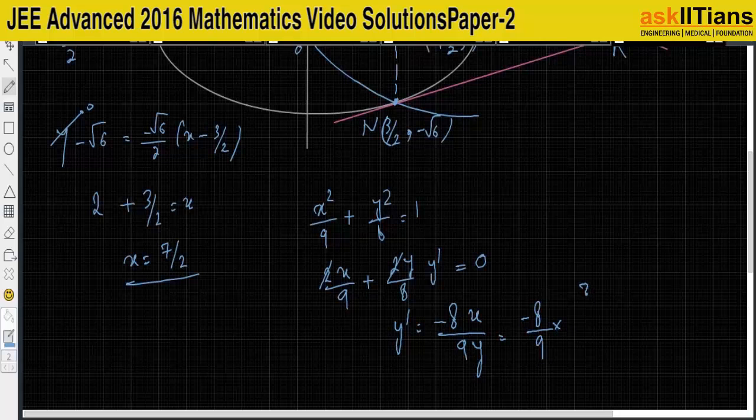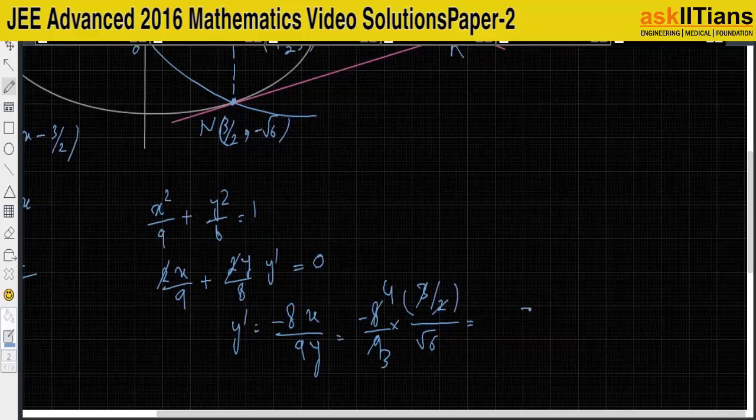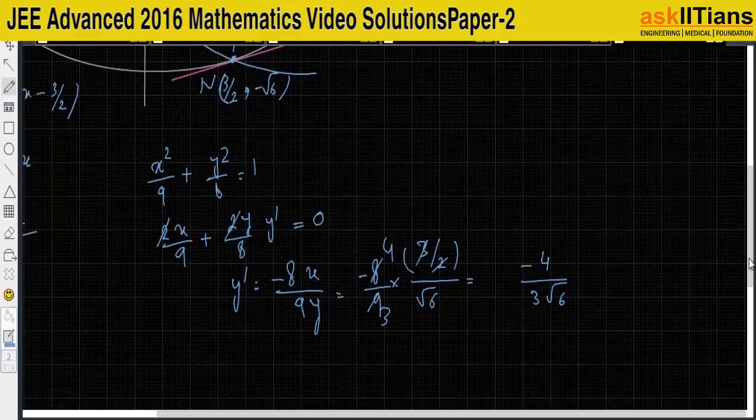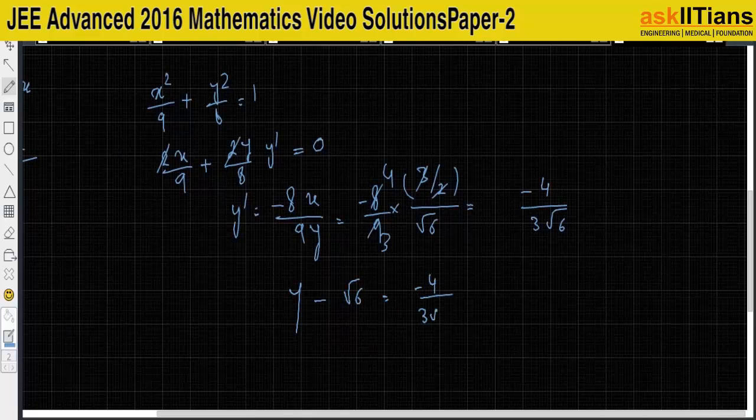So minus 8 by 9, where x is 3 by 2 and y is root 6. If I simplify this, I'll get 3 times 3 and 2 times 4, so minus 4 by 3 root 6. This is the slope of the tangent. So what would be the equation of the tangent? y minus root 6 equal to slope into x minus 3 by 2.